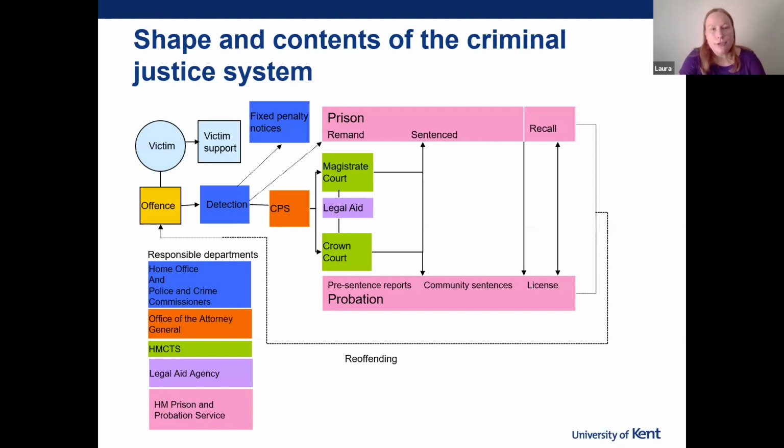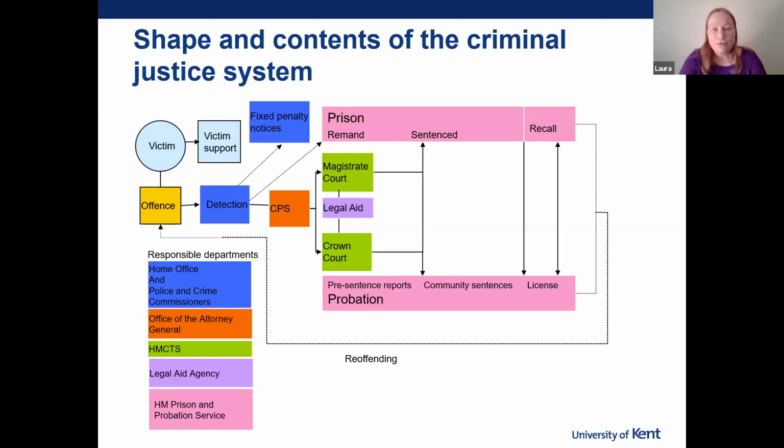So first of all, let's start with the victim for a second. Notice how the victim is very much pushed to the edge of this diagram, and in many ways that is reflective of the victim's experience of going through the criminal justice system. Because although the victim is, of course, for crimes with a victim, an essential component, they are pretty much dealt with as any other witness in the case. And so we have the victim there on the side of the diagram.